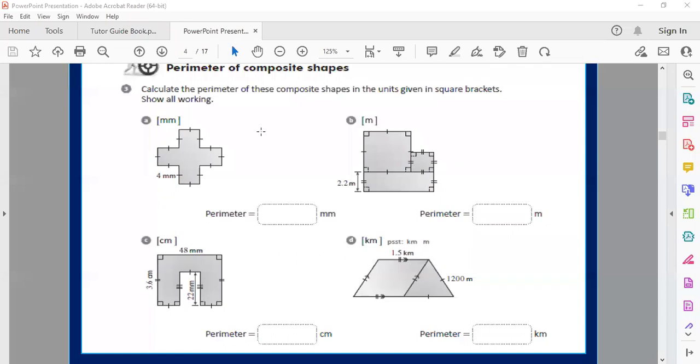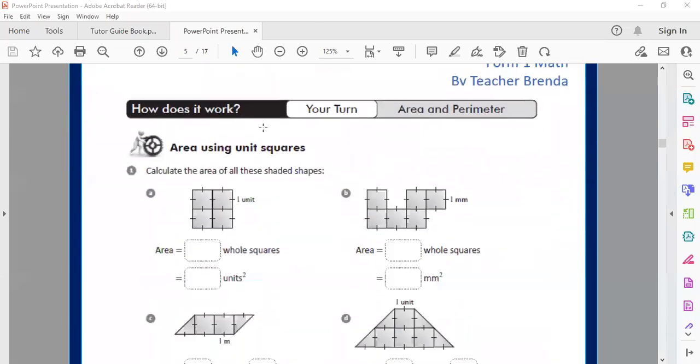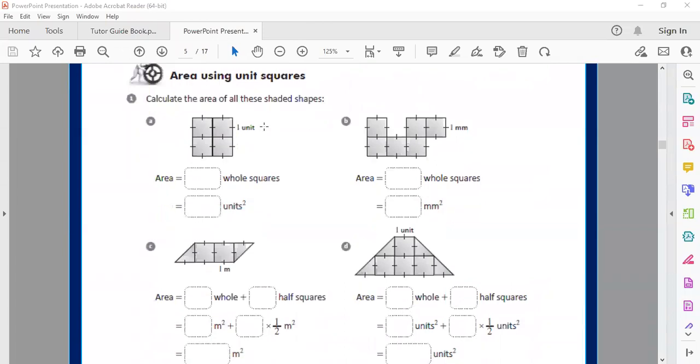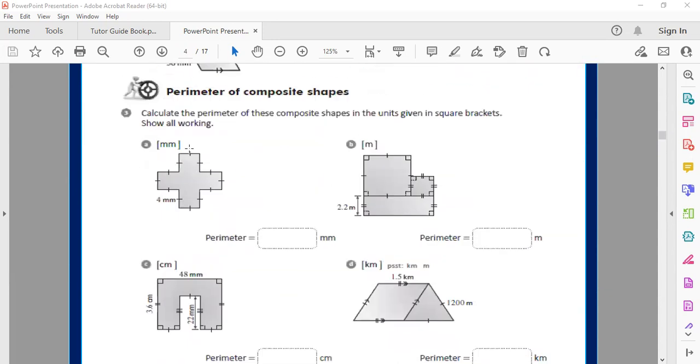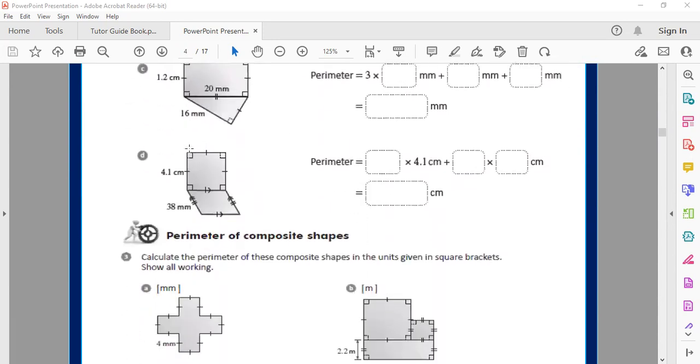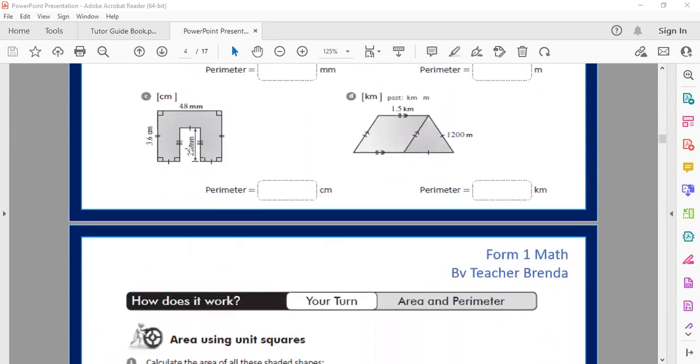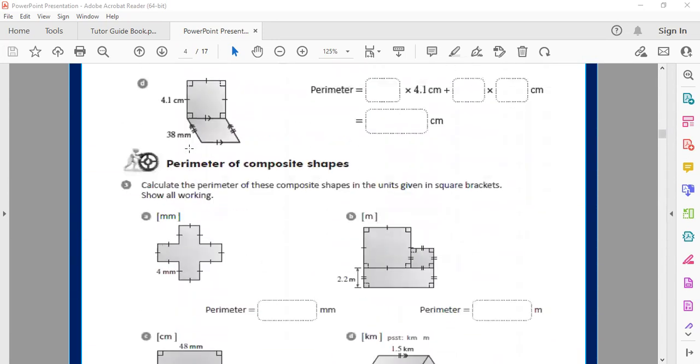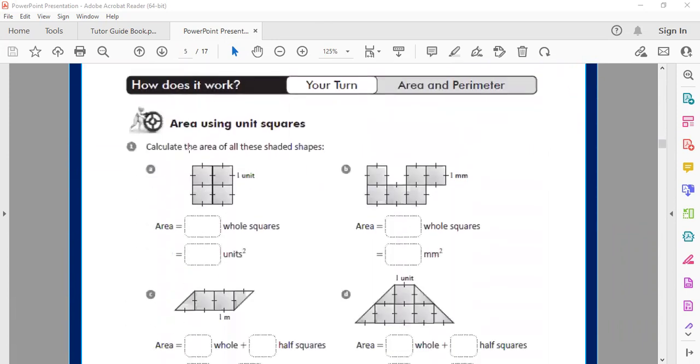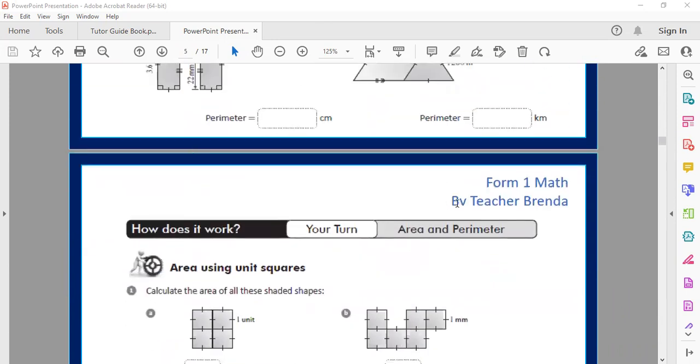Past perimeter, and we go on to area. I at least want to do 10 pages today before we finish. So when I say do this, it means you are going to do these questions on your own after the class, because I think I've done enough already.